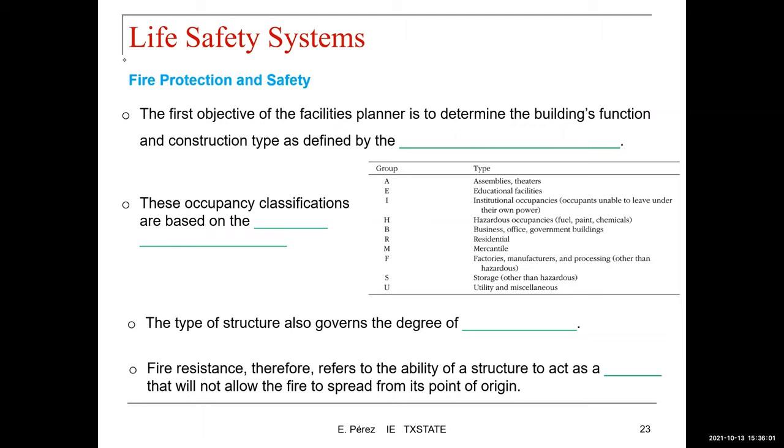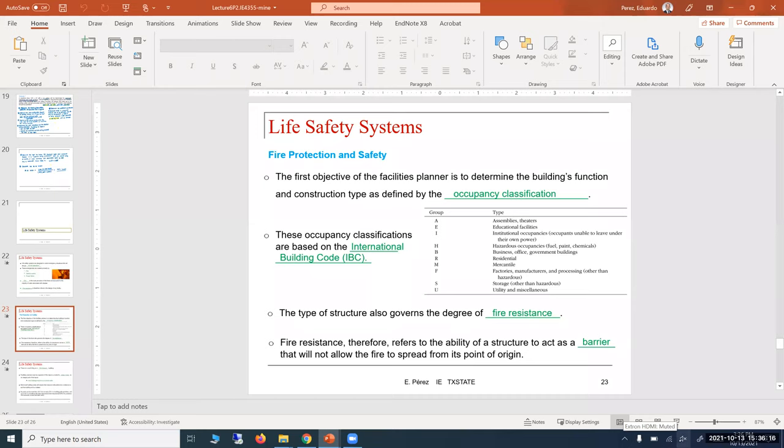In terms of fire protection and safety, the first objective of the facility. That is unmuted for some reason. I have my computer muted. It's strange because the volume of my computer is disconnected. Let's see.